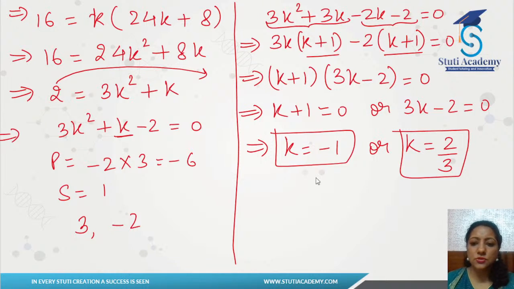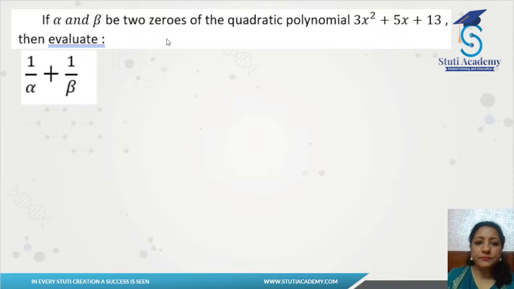Children, I hope you've understood this. Now let's discuss the next question. So there are a few parts for this question. This quadratic polynomial is given to us and we know alpha and beta are zeros of the quadratic polynomial. If alpha and beta be zeros of the quadratic polynomial 3x square plus 5x plus 13, then evaluate 1 upon alpha plus 1 upon beta.